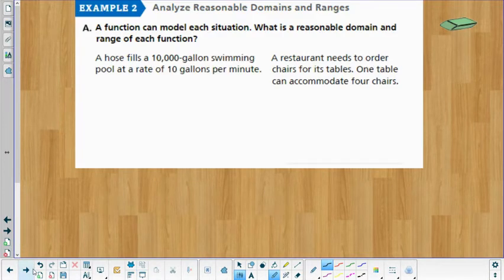Okay, we also have to think about what domains and ranges are reasonable. In some cases, we can have decimals and fractions and parts of wholes. In some situations, it doesn't make sense to have that. You have to think, what is your maximum value for your inputs and your outputs?